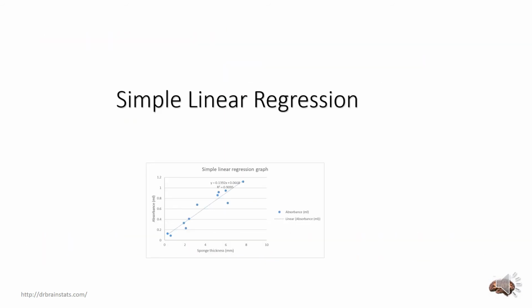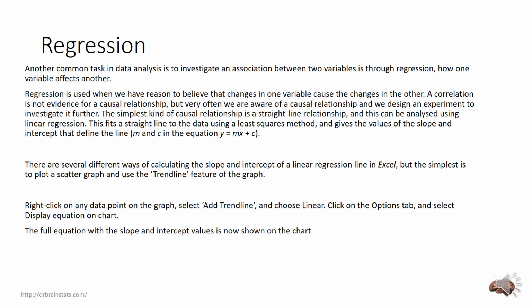Our next step now is to look at simple linear regression. Simple linear regression is quite straightforward, and it's very commonly used in data analysis. It is used to investigate an association between two variables, in other words, how one variable affects another. So, again, this is a text-heavy slide. I will be going through this slide in the next couple of slides using Excel.